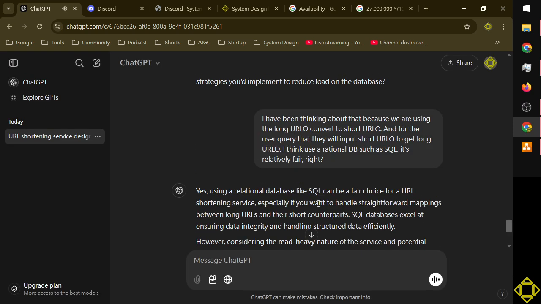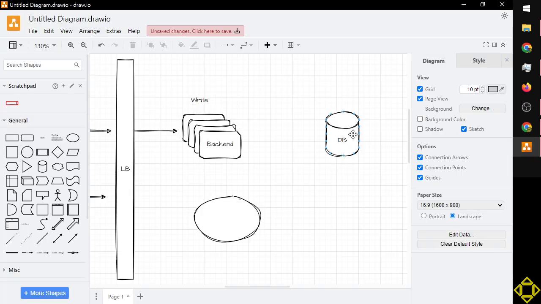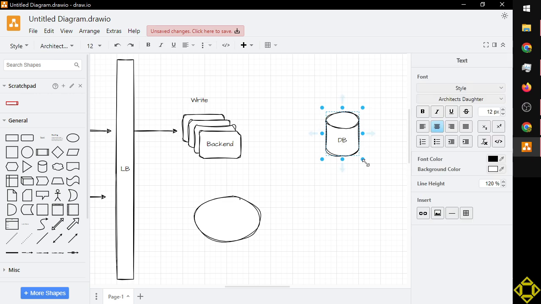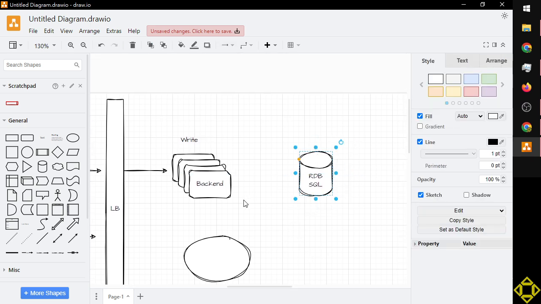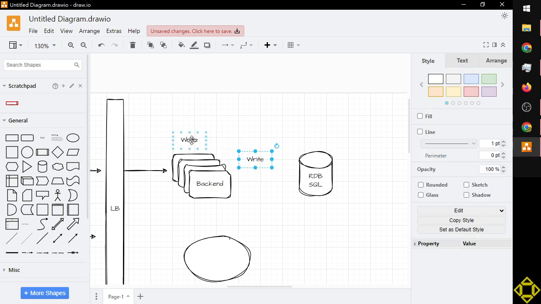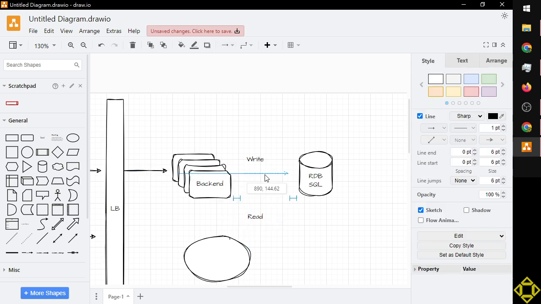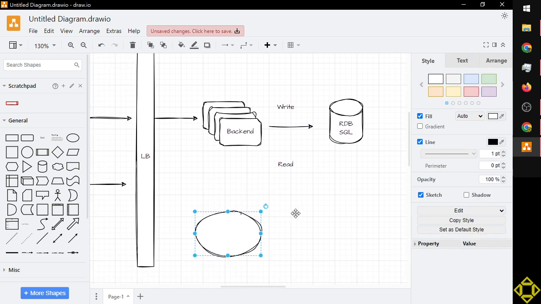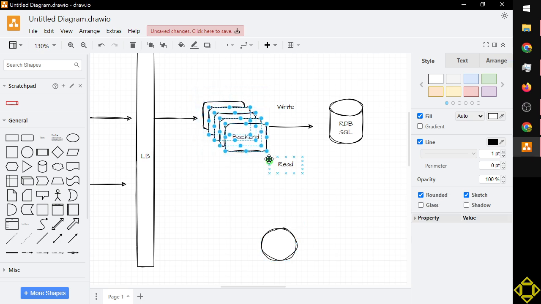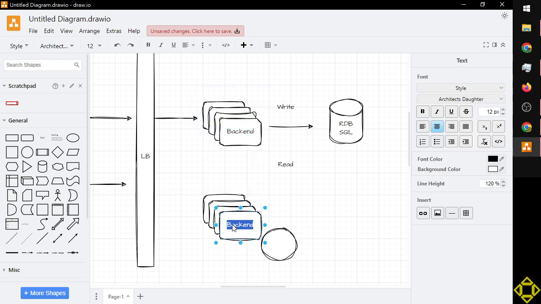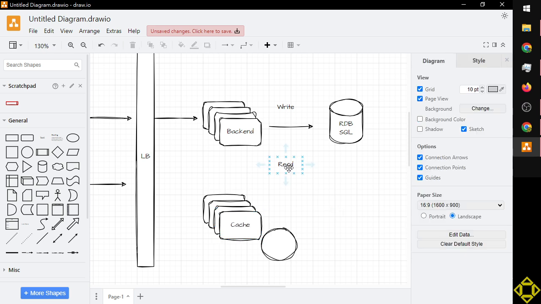Okay, so we got the yes. So we just use a relational database such as SQL. So they will have a write, and also they will have a read case. Because the write and read will have a different overhead, for this we will have a cache for read.